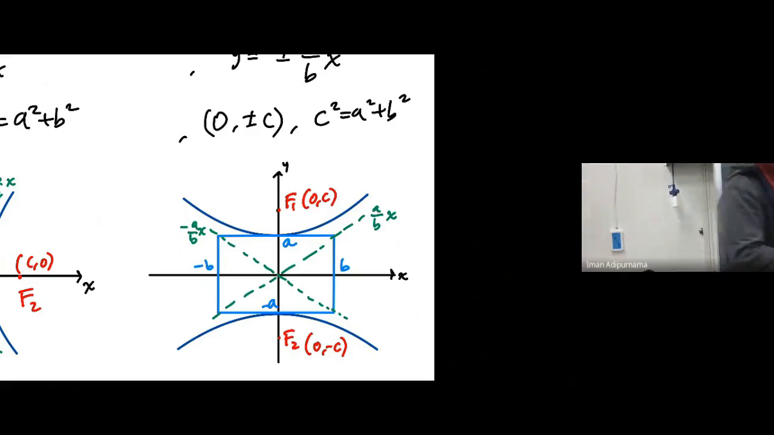So the same principle. You begin with the center. Begin with the asymptote. And then from the asymptote, draw the rectangle. Now it's 2B here and 2A here. And then draw the hyperbola and then draw the C.